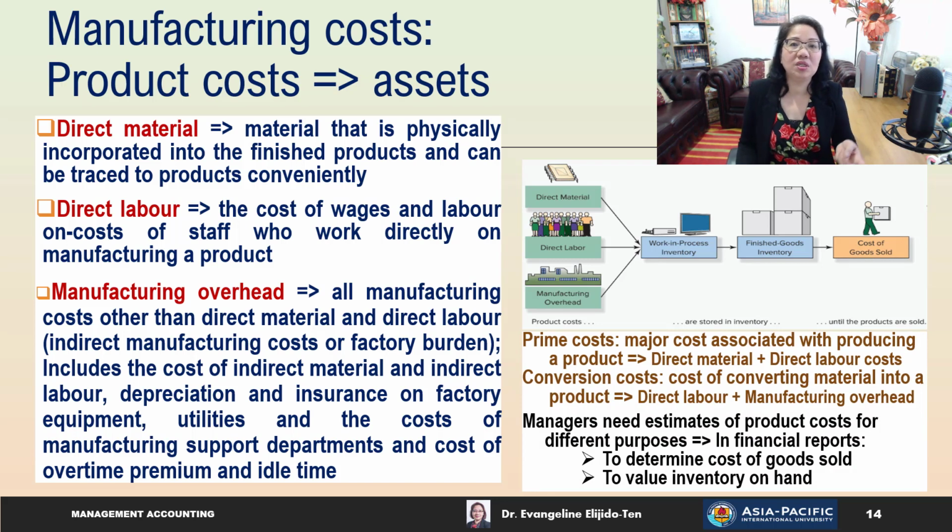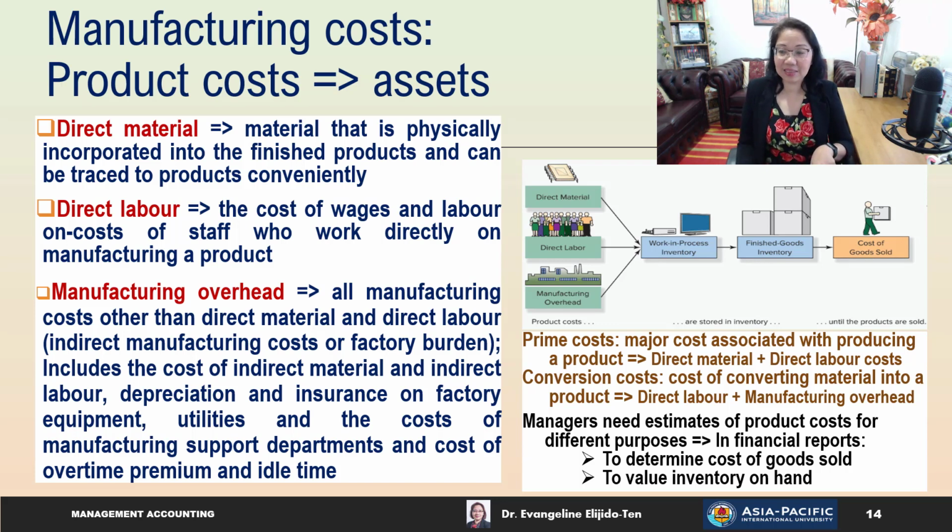Other terminologies that you might want to review are prime costs and conversion costs. So prime cost is simply direct material plus direct labor, whereas conversion costs, as the name suggests, are the costs incurred to convert raw materials to finished goods. So they will include direct labor as well as manufacturing overhead.